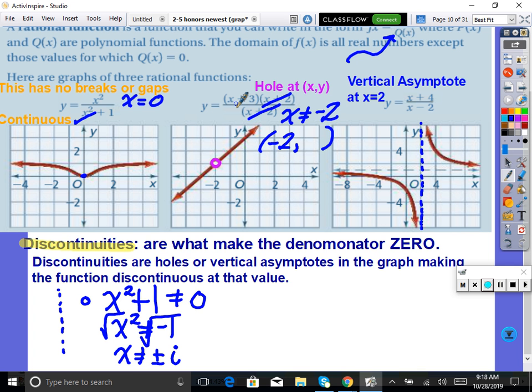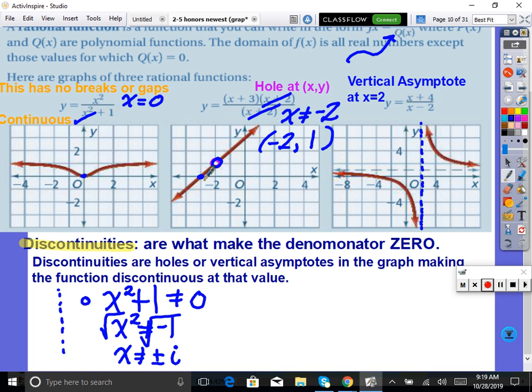Okay, so if I divide out x plus 2 and then I plug in negative 2, what's the y value? 1. So my hole is at negative 2, 1. Does everyone see how to find the y value of the hole? So from here on out, holes have to be listed as x, y points. Great. Now let's see if our other key features here are happening. What is the x-intercept, since those come from the numerator?